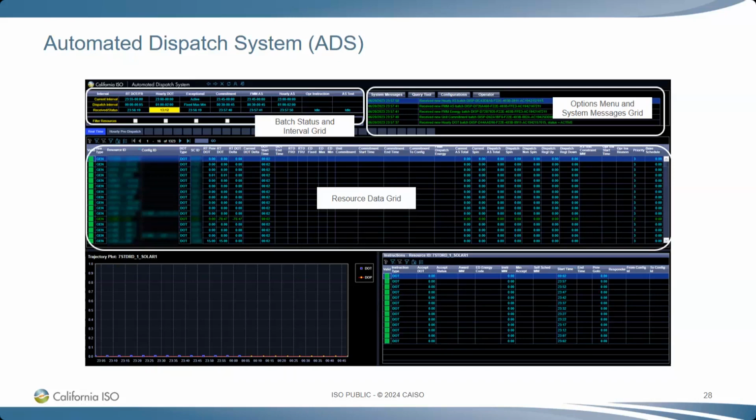Since we're getting questions about EDs and dispatches, I figured I'd chime in on this one on ADS. In ADS, obviously you'll see your 5-minute dispatch instructions, so your DOTs. In addition to that, you will also see your exceptional dispatches. So you'll see either a min or a fix, and you'll see the megawatt amount. You'll see that in ADS, as well as you could also receive an operating instruction. We could be giving an operating instruction that could also be presented through ADS.